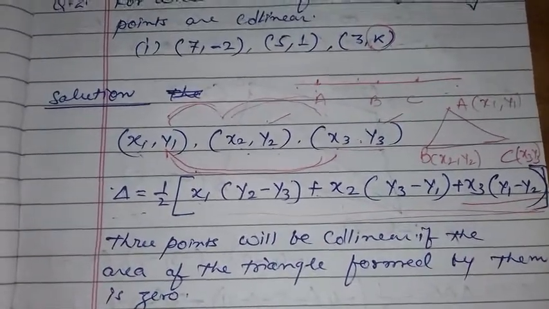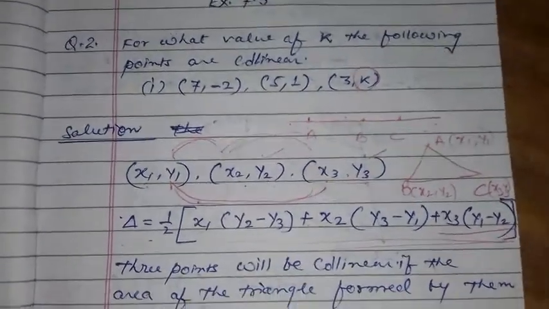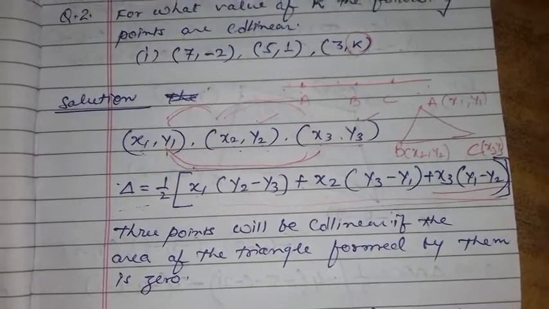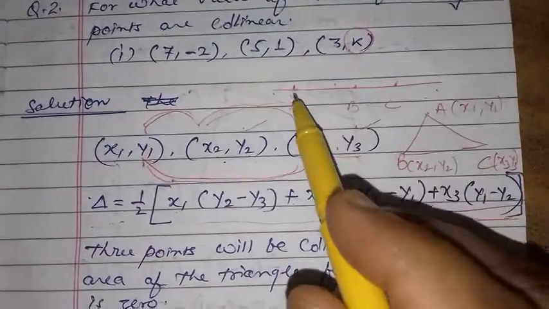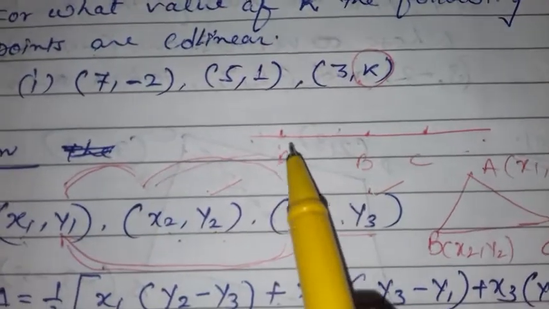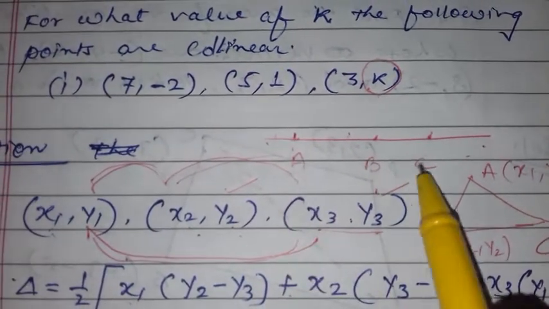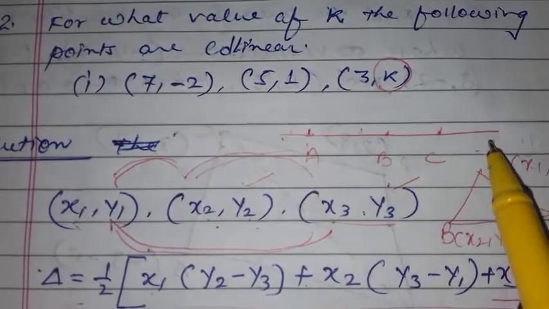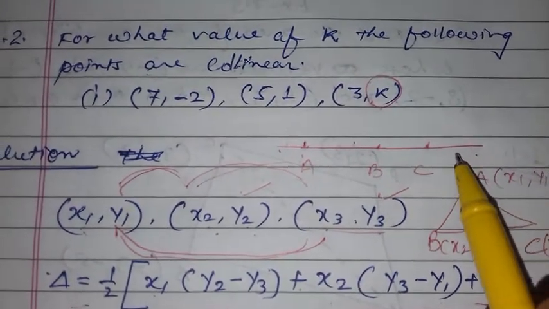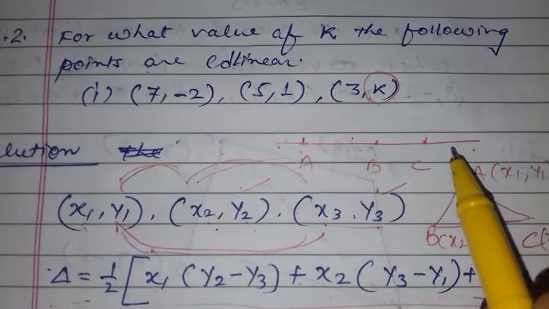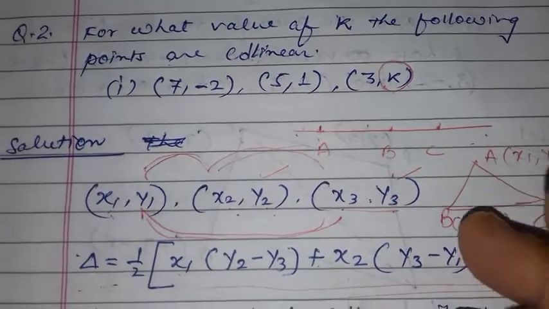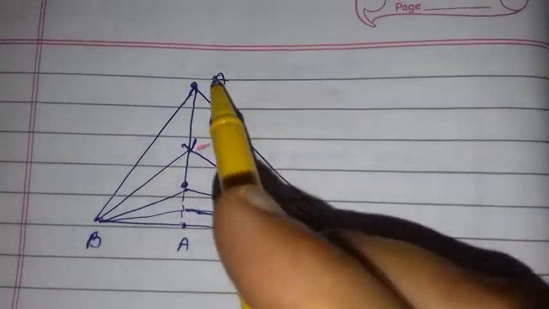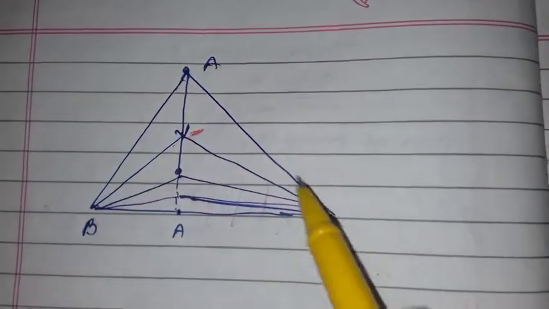Now what is collinearity and what will be the condition for it? Collinearity means the 3 points lie in a straight line. Here we have 3 points A, B, C. If they lie in a straight line, we say that the 3 points are collinear. So what is the condition for collinearity? For this, just come to this figure. Suppose we have this triangle ABC.